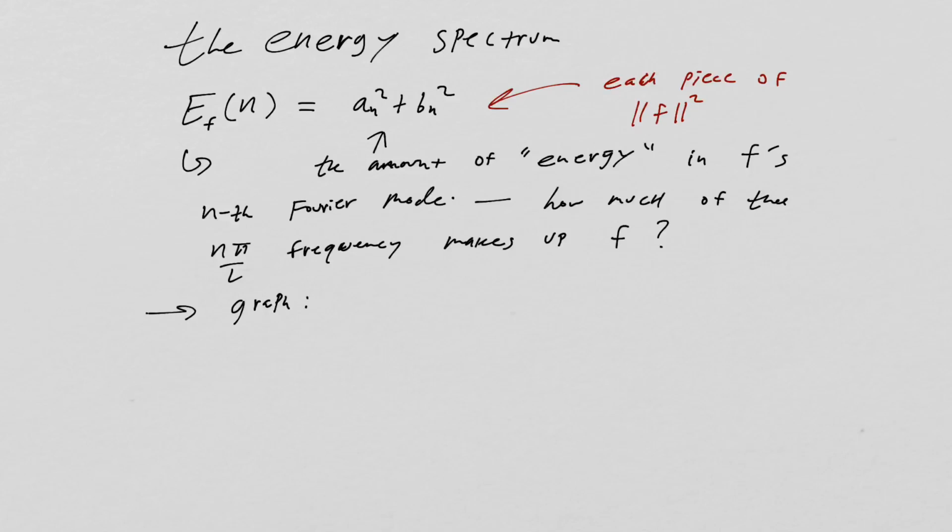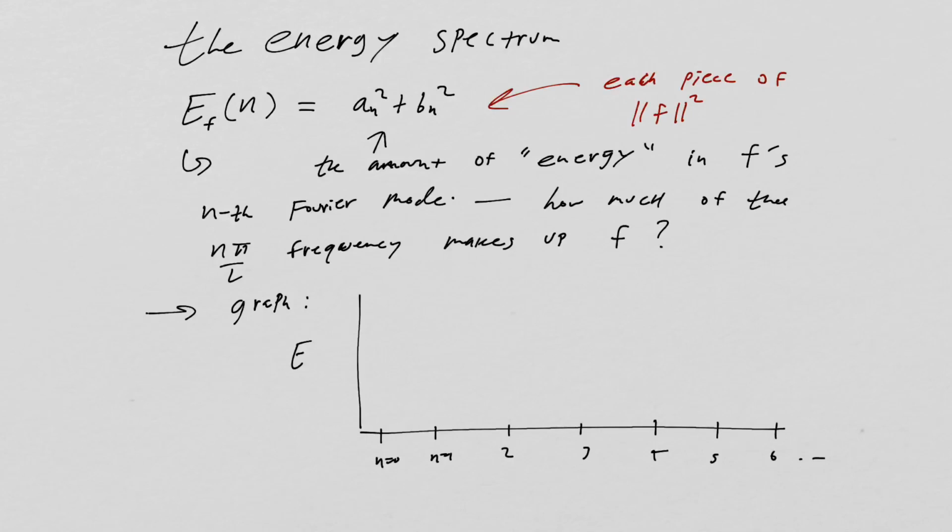So the idea here is that you have E here on one side, and then you have n equals 0, n equals 1, 2, 3, 4, 5, 6, and so on forever. And of course we know that this does have to go to 0 at some point for the Fourier series to converge. So we expect that we're going to have convergence of this Fourier series. So the energy spectrum will decline as you go further and further out on the n axis. And typically it looks something like this.